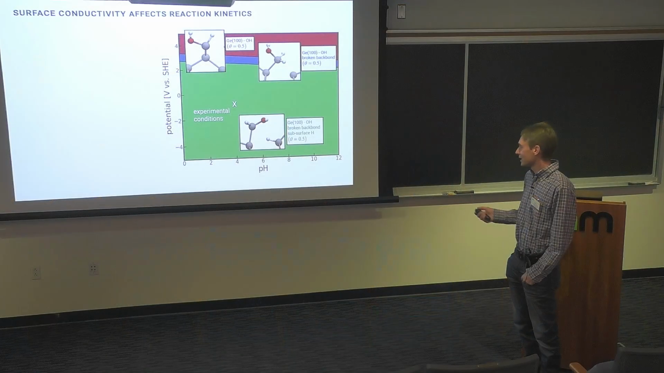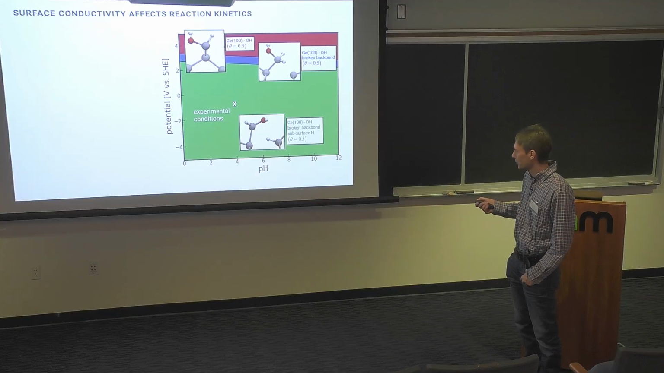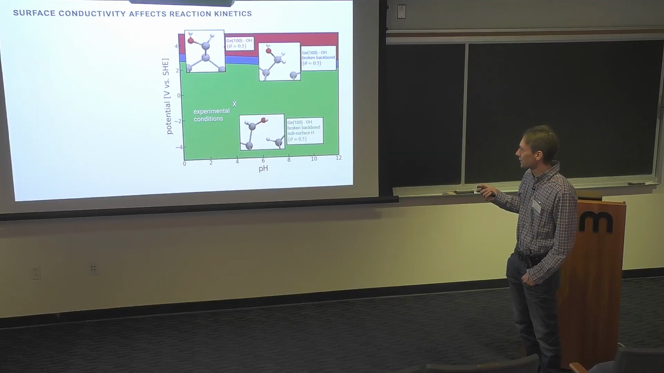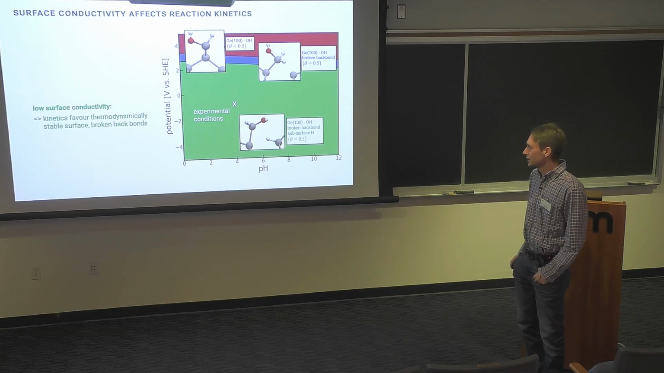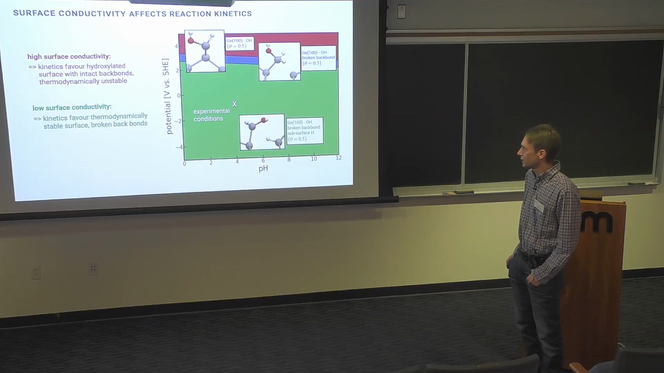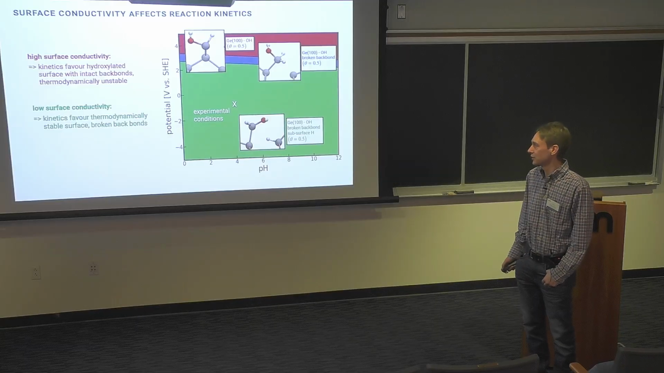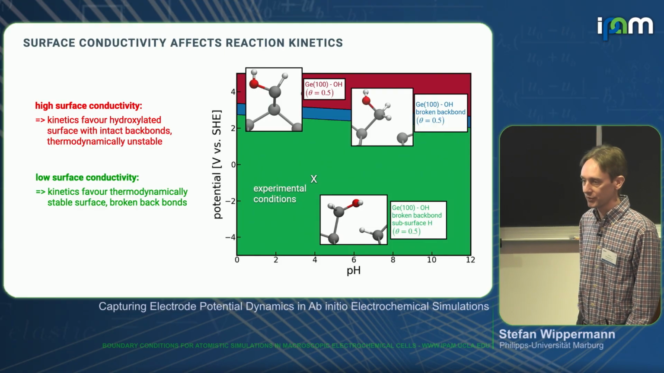Okay. So let's have a look at the Pourbaix diagram, which I think is nice, to see that actually this broken back bond is what should be stable at experimental conditions. Only if you get to much higher potentials, you can do this oxidation where you keep the back bonds intact and strip the hydrogen. So we find that at low surface conductivity, we actually favor this thermodynamically favored state. But at high surface conductivity, we get a different mechanism. Yeah? Kinetically, there's a mechanism favored that does not lead to the thermodynamically stable surface.